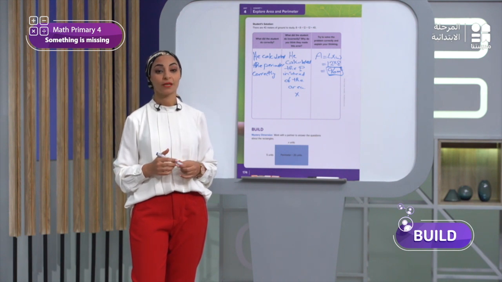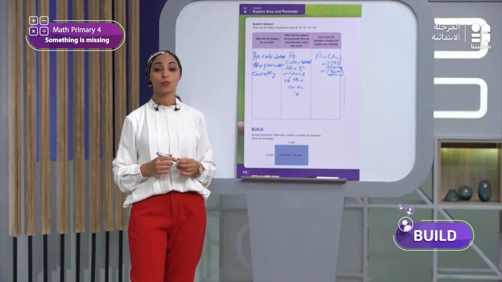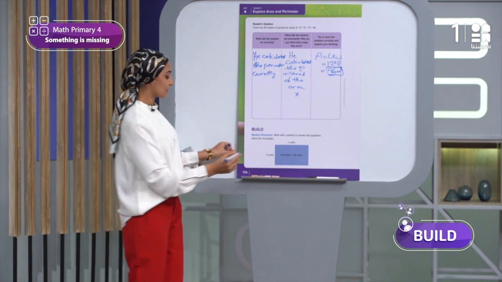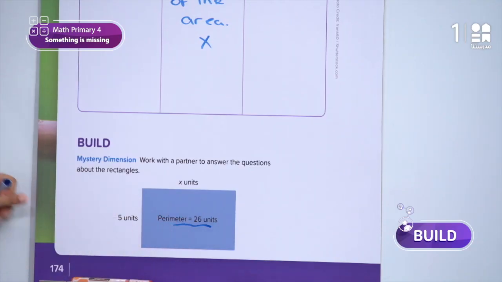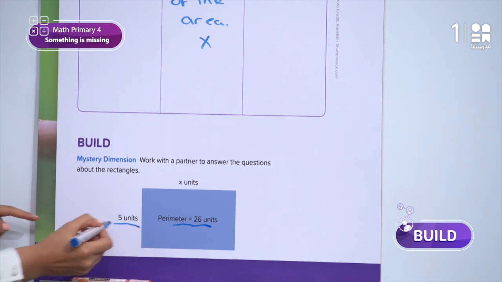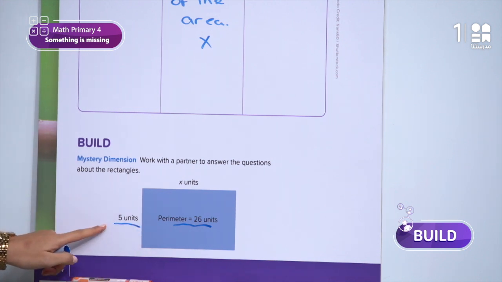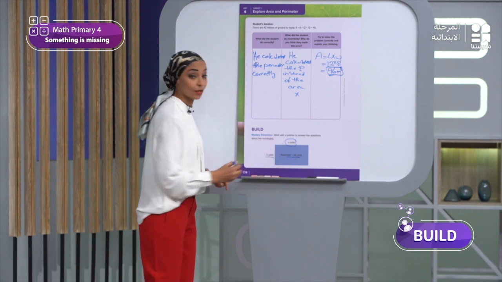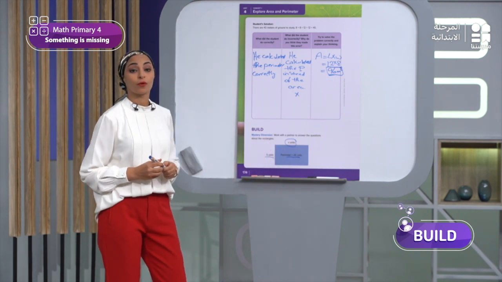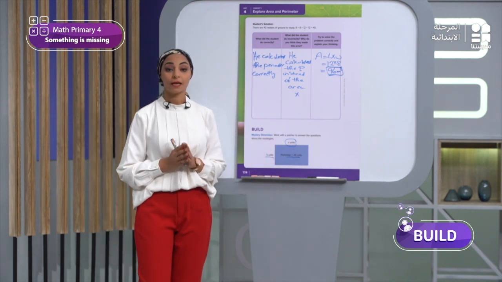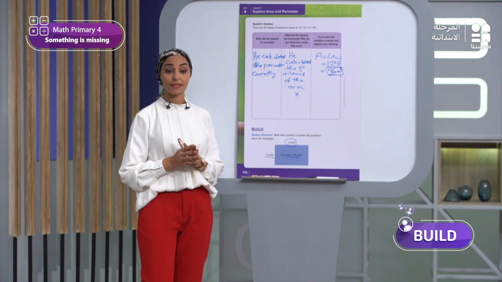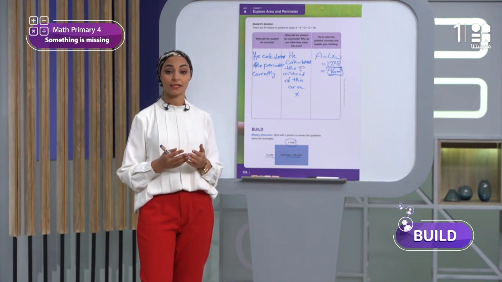In the first problem in Build, we have a rectangle with perimeter 26 units and width of 5 units. Here, as you see, this is the perimeter, 26 units. And it also gives me 5 units, which is one of the dimensions. We want to find x equals what? The unknown x represents the length that we are required to calculate.